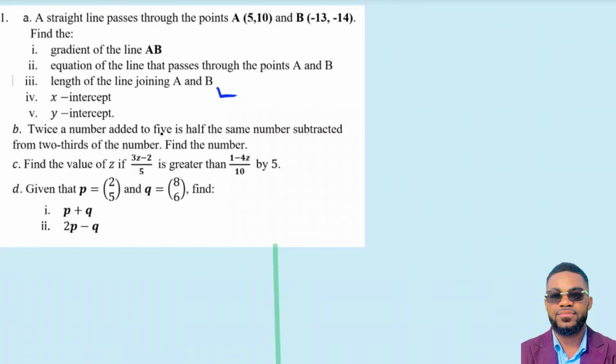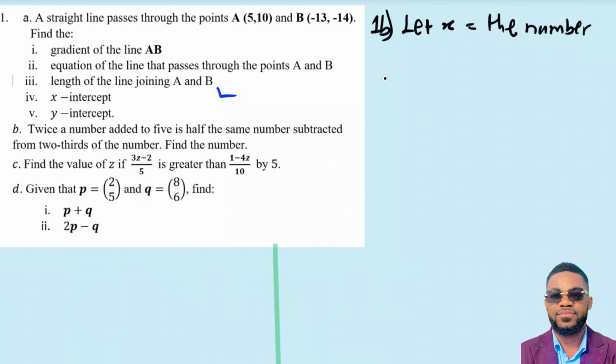Twice a number added to 5 is half the same number subtracted from 2/3 of the number. Find the number. Before we solve it, we have to define the variable that we're going to use in place of the number that we don't know. Because we are looking for a certain number that we don't know, that's the unknown, so you can use a letter for that. Let me write the question number. That's question 1b. So let x equal the number.